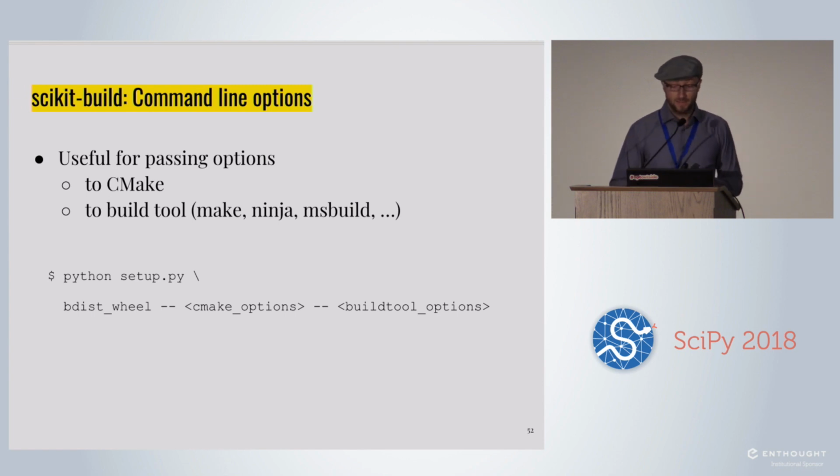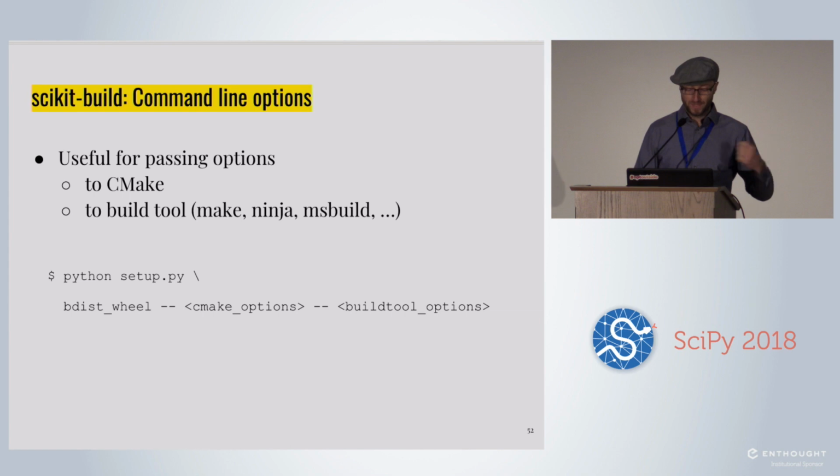It has a nice command line interface. You can pass options to CMake, but also pass options to the build tool. For example, here we do python setup.py bdist_wheel, then -- and the CMake options, and then another -- and the build tool options. The build tool options will be, for example, the options you would give to MSBuild if you build with Visual Studio, or that you give to Ninja or to Make.